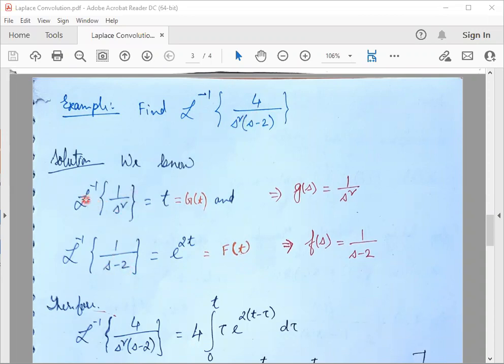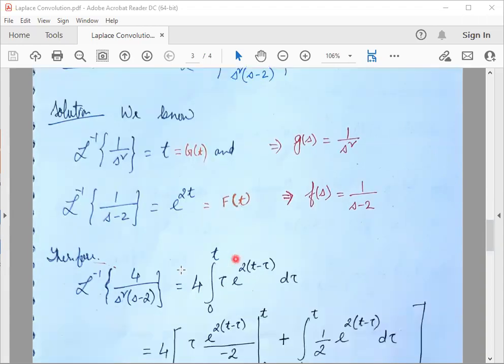So the inverse Laplace transform of this is simply t, and we can call it capital G of t. And the inverse Laplace transform of this is nothing but e to the power 2t. We can call it capital F. So the inverse Laplace transform of this will be 4 times the convolution of g and f.